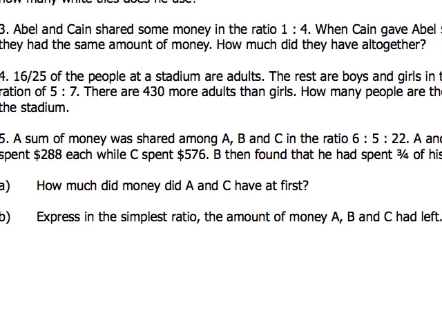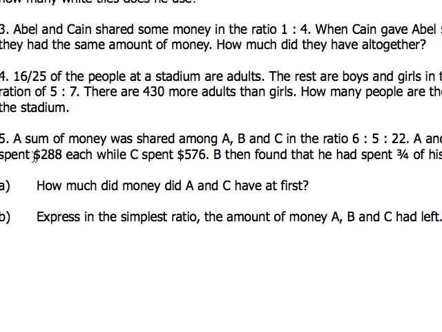It says that a sum of money was shared among A, B, and C in the ratio 6:5:22. A and B spent $288 each, while C spent $576. B then found that he had spent three-quarters of his money. Part A says, how much money did A and C have at first? And you're like, what? Stuck. But you have to look at this word over here.